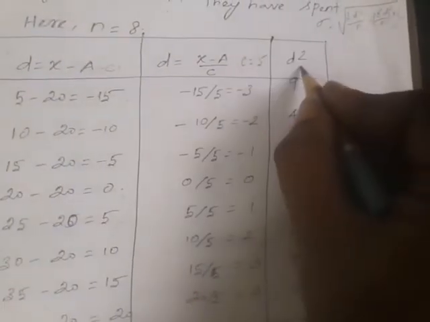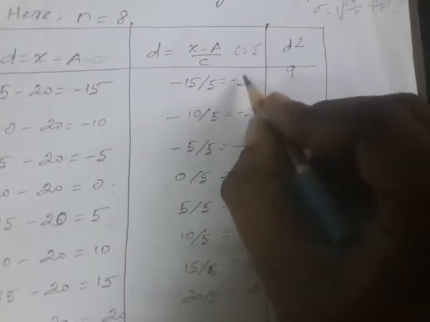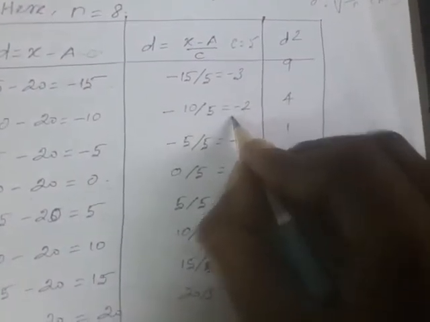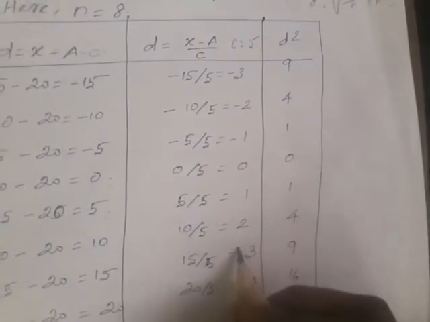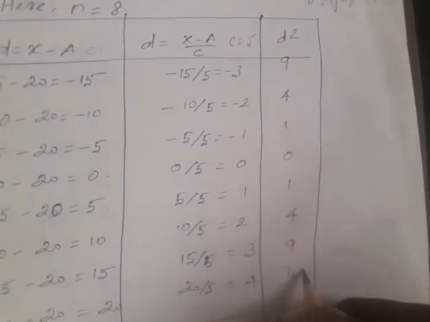Next, as usual, d square. Minus 3 the whole square is 9. Minus 2 the whole square is 4. Minus 1 the whole square is plus 1. 0 square is 0. 1 square is 1. 2 square is 4. 3 square is 9. 4 square is 16.